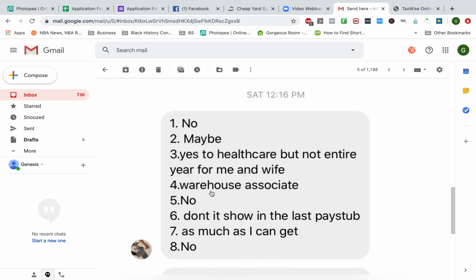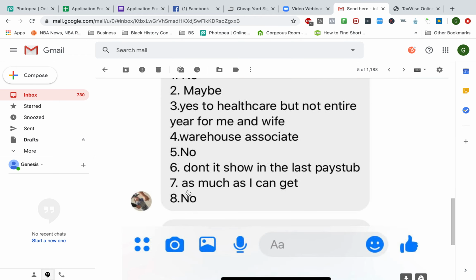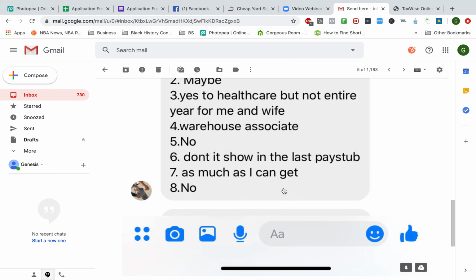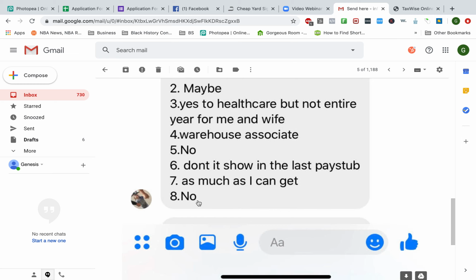The warehouse associate, that's his job. No to the question of if he's a military veteran, and the amount that he received is on his pay stub, and that's a no. And he's saying as much as he can get, and you'll get that answer a lot. And the last thing, he does not attend school or have a business.